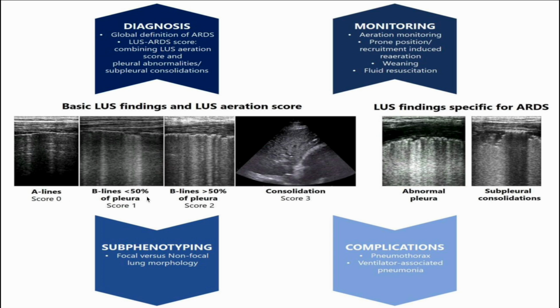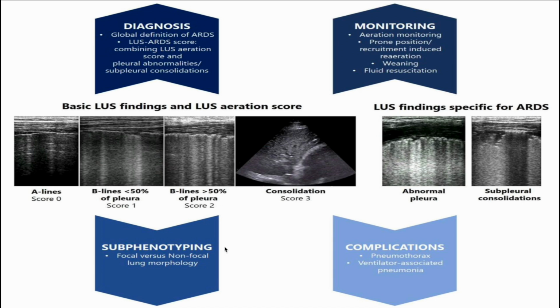If it is B line, less than 50% of the pleura, it's scored 1. More than 50% is scored 2. And if you find a frank consolidation, it is scored 3. Other abnormal findings which are specific with ARDS are abnormal pleura and subpleural consolidation. So you can use these findings in the diagnosis, especially if it is present bilaterally.